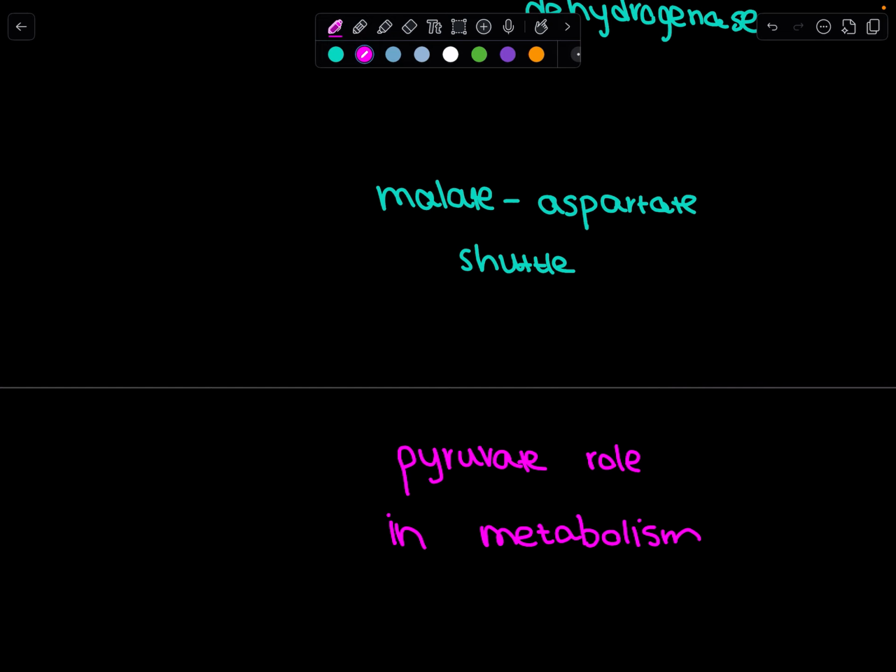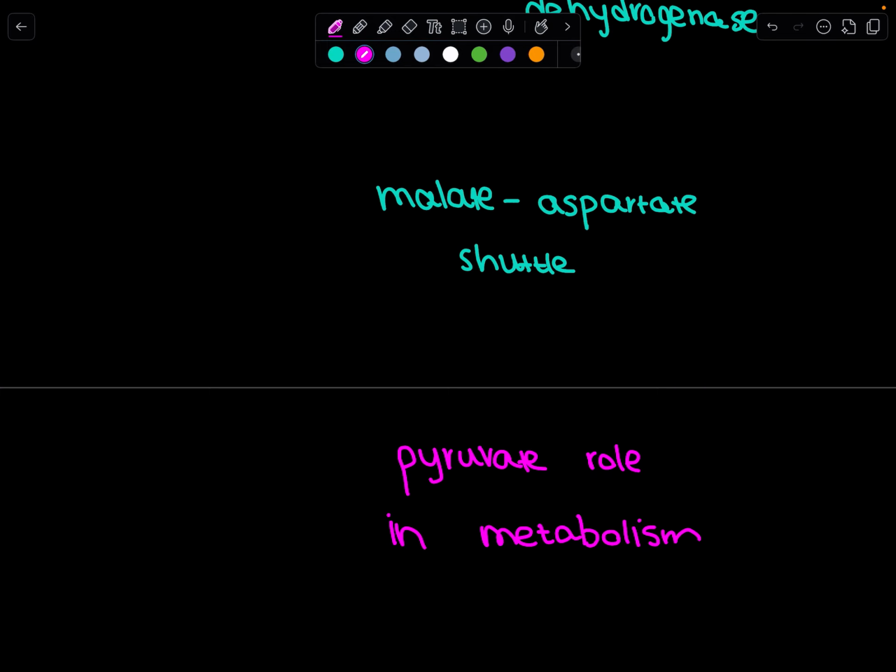Wait. Remember, be concise. We talked about this. But, yeah, when does it become oxaloacetate? When does it become lactate? When does it become acetyl-CoA?